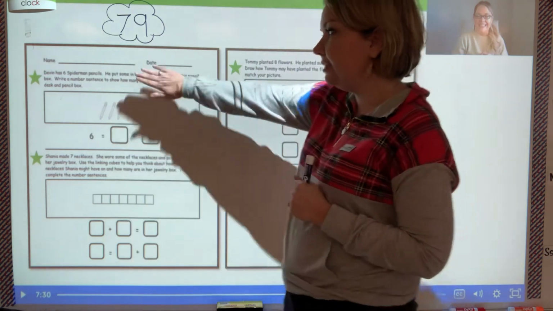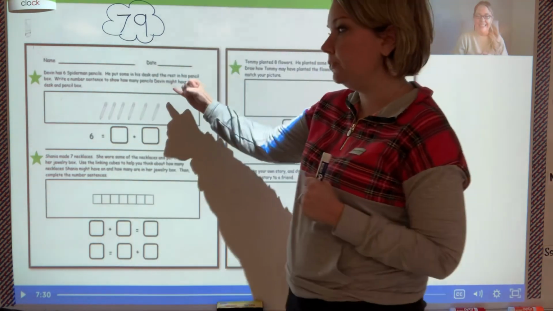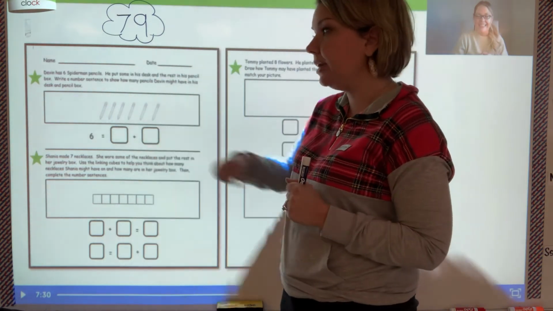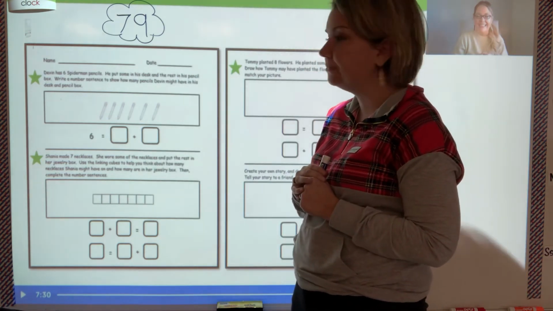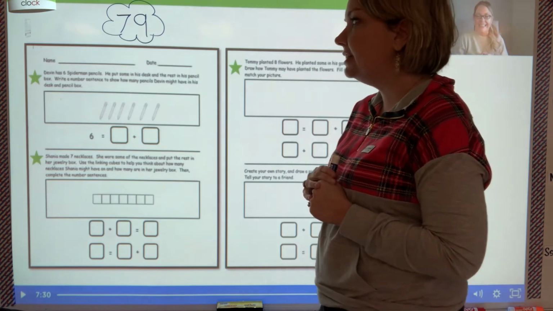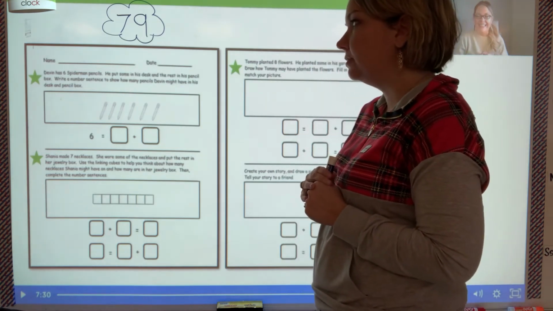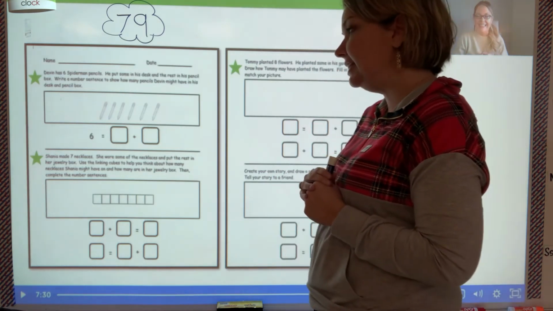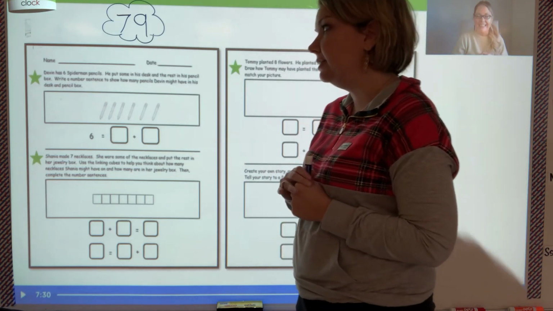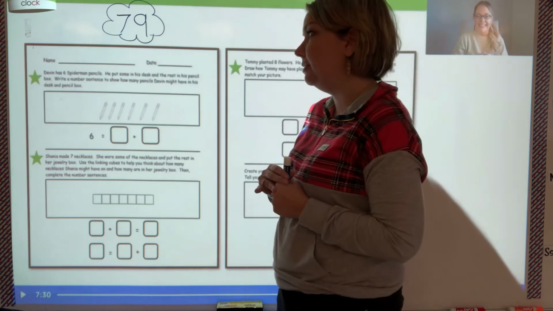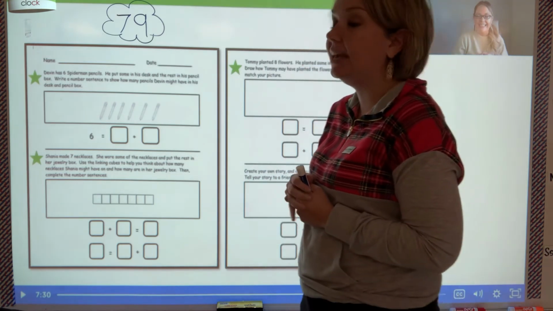All right, I'm going to read this first story problem. Remember, we read, we draw, and we write. So I'm going to read the whole thing and then take it one sentence at a time. Devin has 6 Spider-Man pencils. He puts some in his desk and the rest in his pencil box. Write a number sentence to show how many pencils Devin might have in his desk and pencil box.